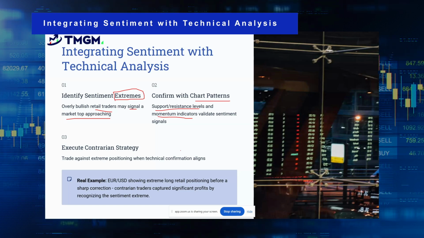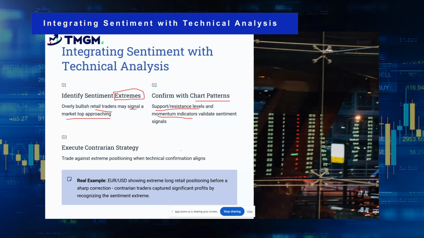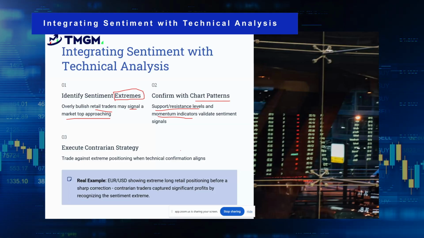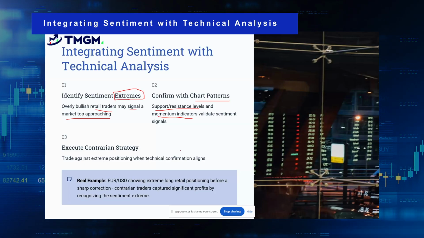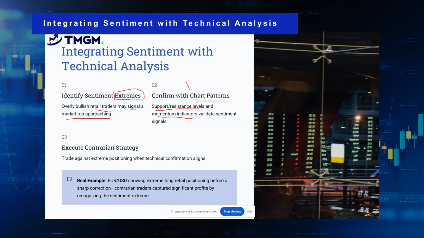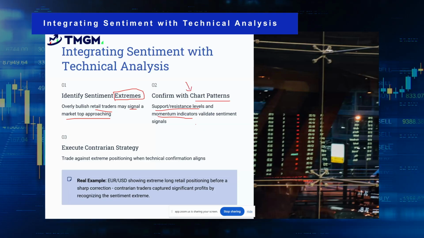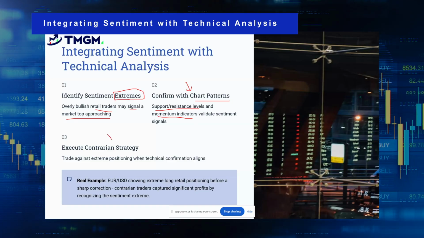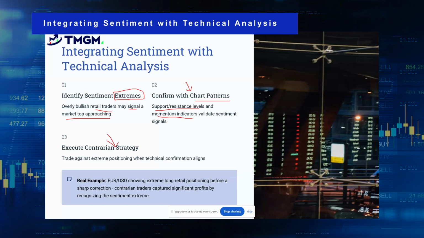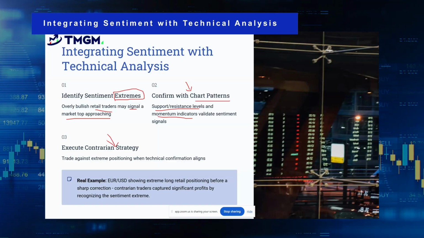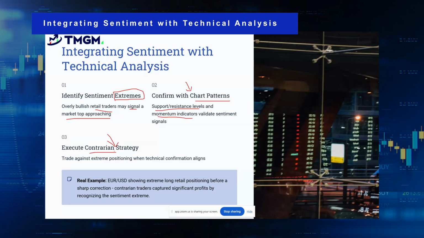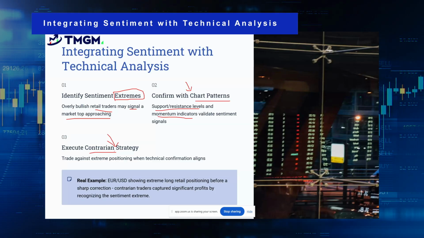Let's say you look at retail traders data, and they're net long more than 85%, for example. Okay, they're super long. Then you go to the charts and see, are there any short opportunities? Are there any major resistance levels? Then you enter a short sell. Okay, execute a contrarian strategy, meaning trade against the retail traders.